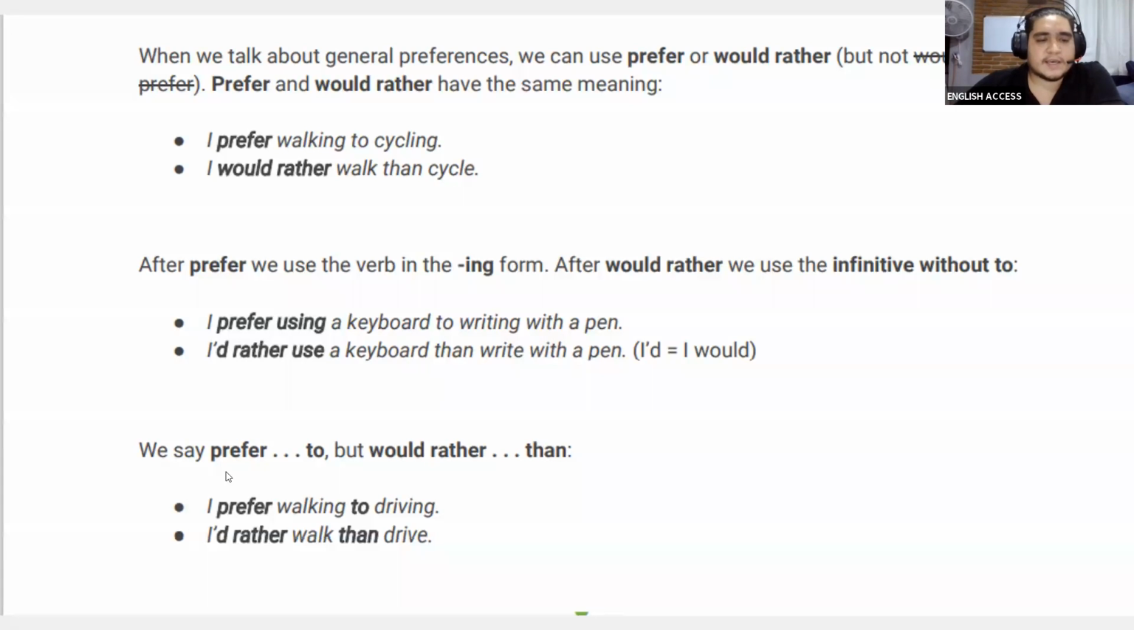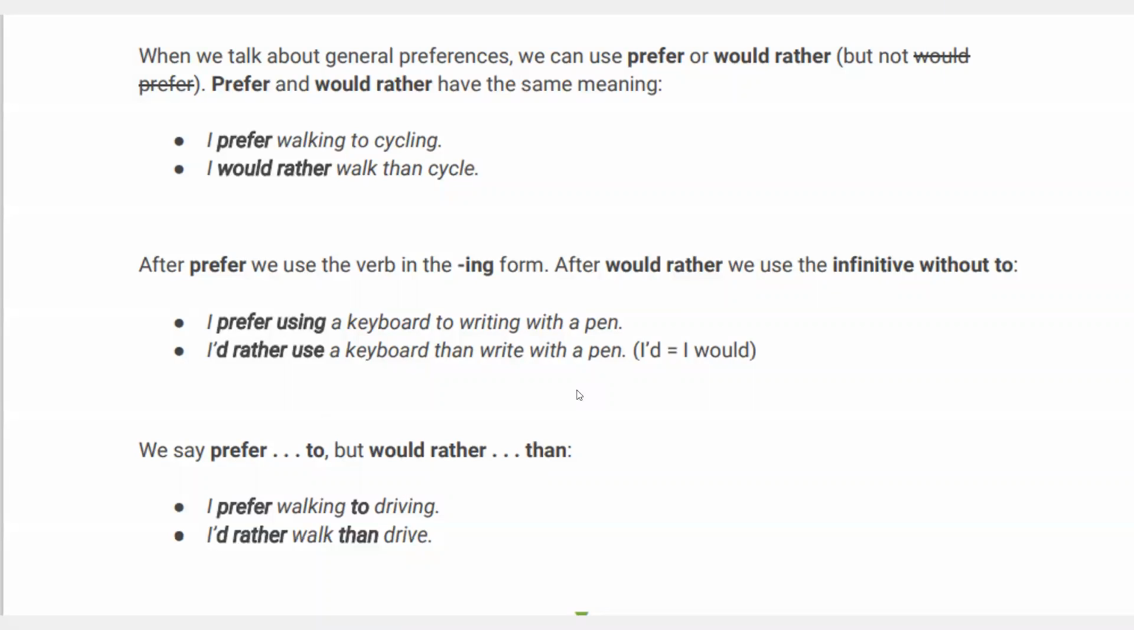Now we say prefer to and would rather than. We have two examples here. Gina, the first one, please. I prefer walking to driving. And the second one, Karen, please. I'd rather walk than drive. Yep. Thank you. Very good.